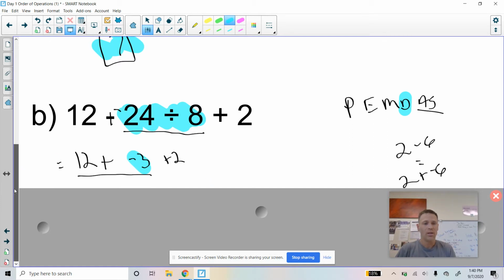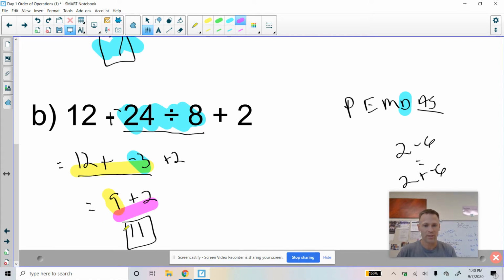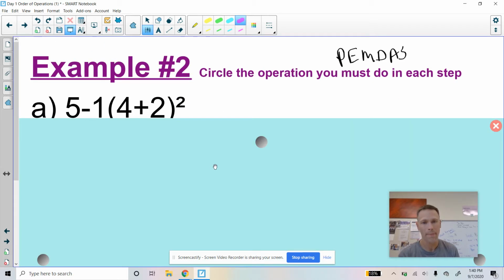All right. Then I have to go through the checklist again. No parentheses, no exponents, no multiplication, division. All I have left is addition, really. And I do that in order from left to right. So I do the 12 plus negative 3. Right there. 12 plus negative 3 gives me 9. And then all I have left is the 9 plus 12. So the 9 plus 12 is here, and my answer is 11. All right, so those are your first two problems in order of operations.